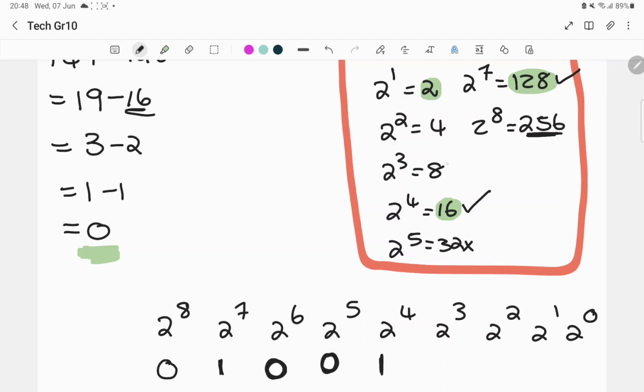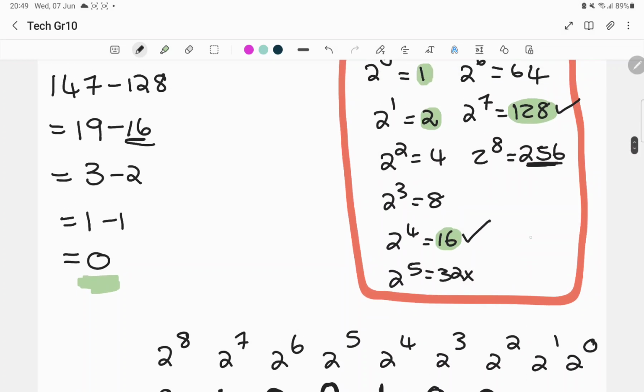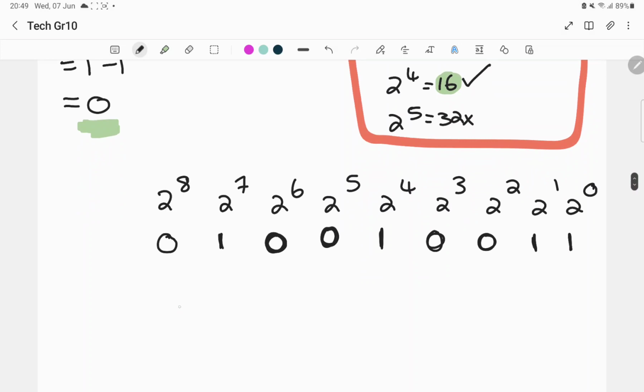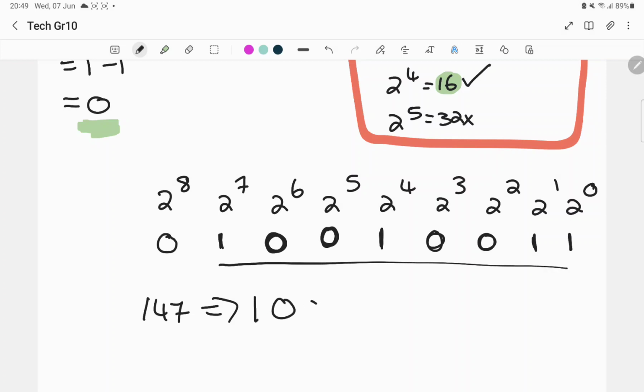Then 2 to the power of 3, which is 8, I did not use. I also didn't use 2 to the power of 2. I did, however, use 2 to the power of 1, and I also made use of 2 to the power of 0. So the binary number of 147 will be 10010011. And you can just put a small 2 there to indicate that this was in fact my binary number.